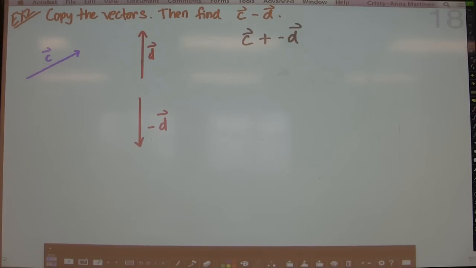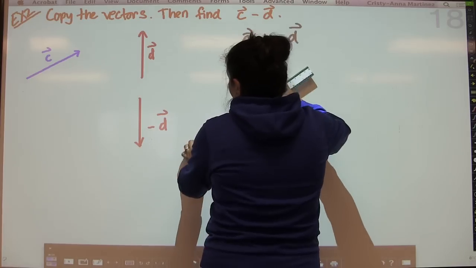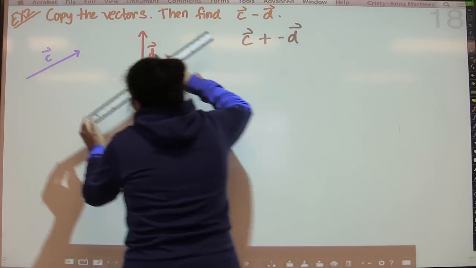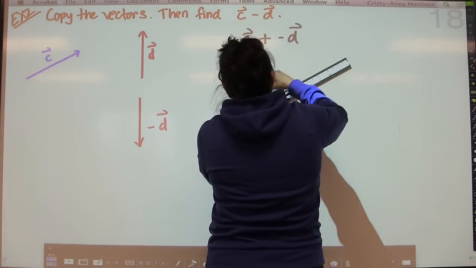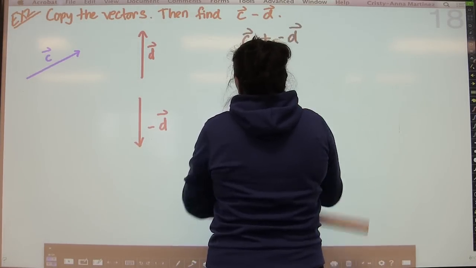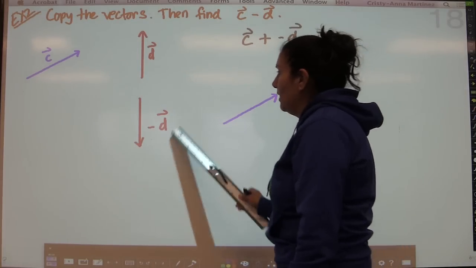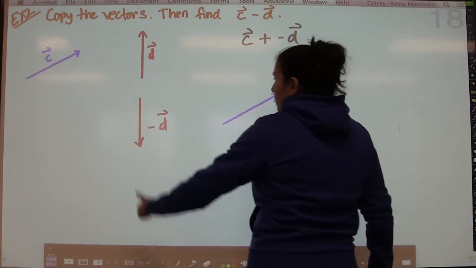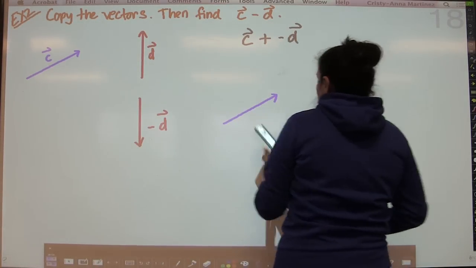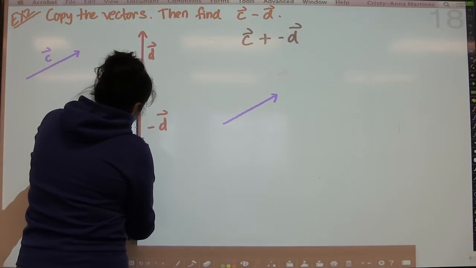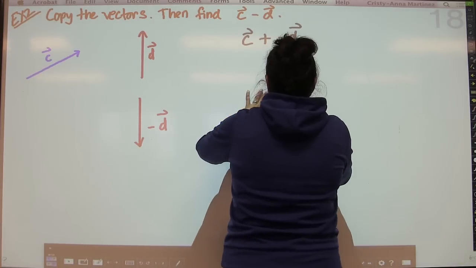The triangle method says to take tip to tail. So I'm going to take my blue vector, and I'm going to try to get it to be the same size. Of course, I'll just measure it here. It's about 10. So I'll come over here, and it's about 10. So there's my C vector. And then if I'm going to add it to my negative D vector, I'm going to add it to this guy right here. So I'm going to put tip to tail. I'm going to put the tail of this vector on the tip of this vector. So I'm going to come over here and measure this little guy. It's about 8. So we're going to come over here and do about 8.